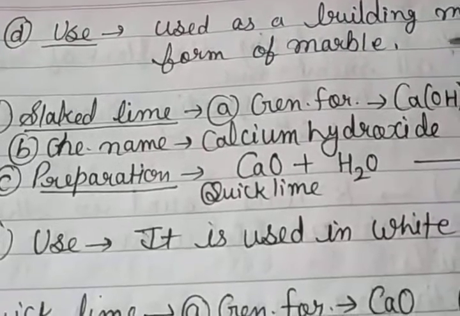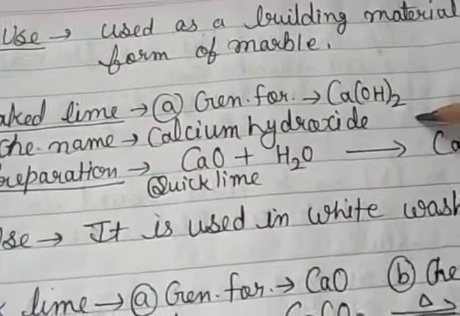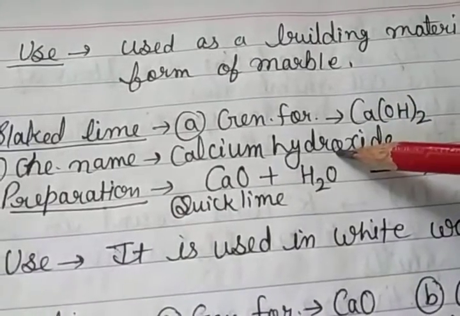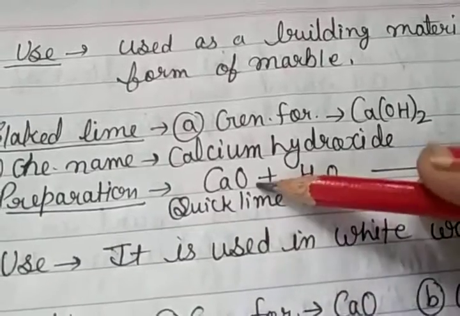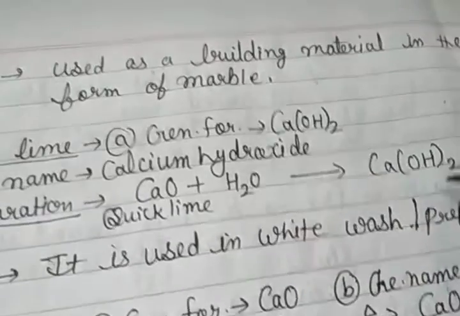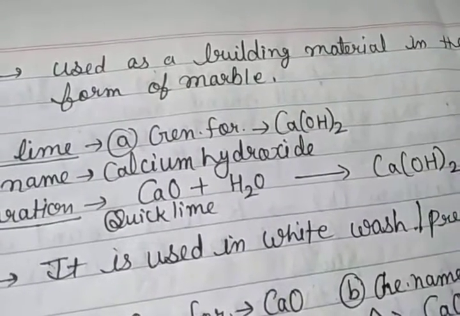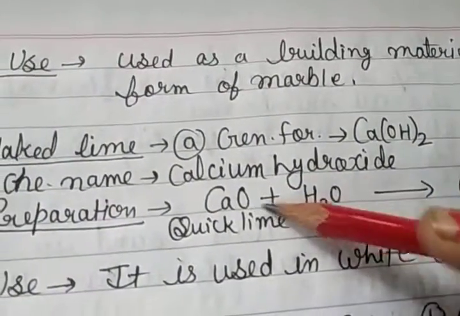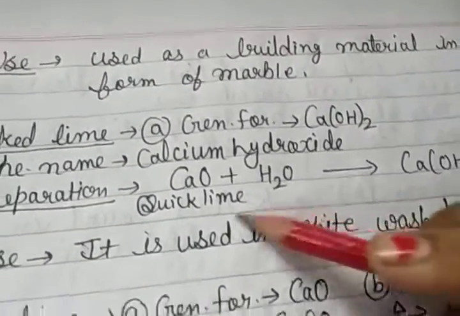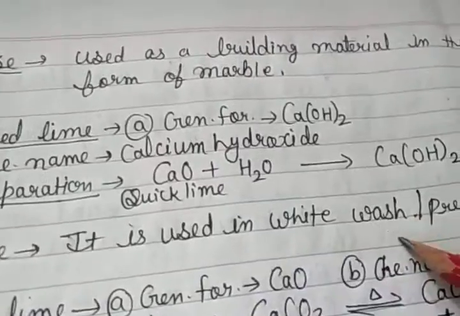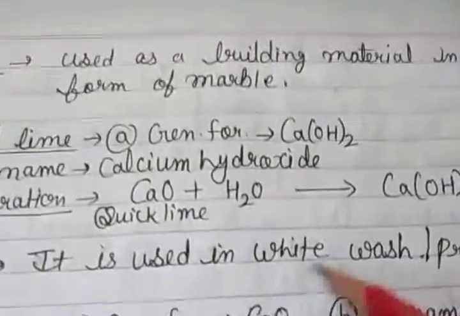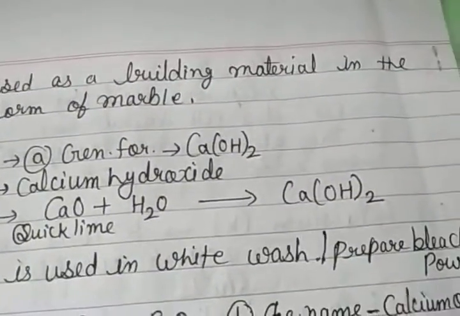Then slaked lime. Slaked lime general formula is Ca(OH)2, calcium hydroxide. Preparation of slaked lime: calcium oxide reacts with water and is converted into calcium hydroxide, Ca(OH)2. It is used mainly in whitewash and to prepare bleaching powder.